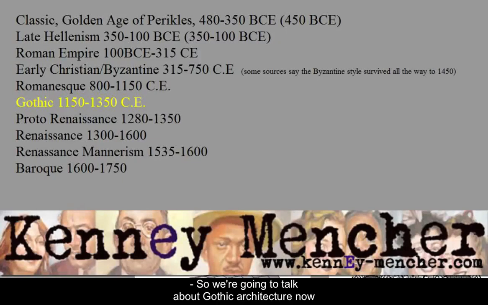So we're going to talk about Gothic architecture now, and we just covered the Pisa complex, which for me was a transitional complex between 800 and 1150, which really places it more in the Romanesque era, and depends on who your teacher is, but it has a lot of Byzantine flavor to it.